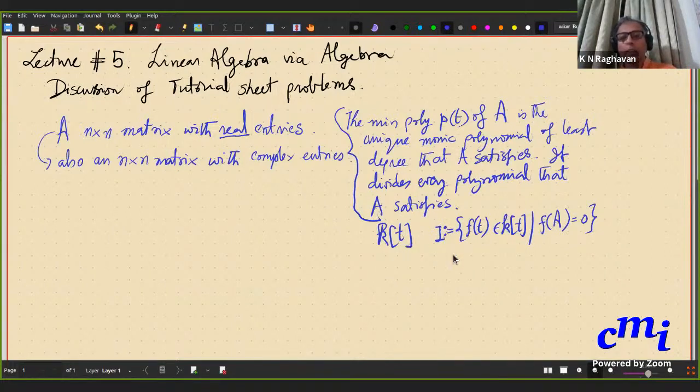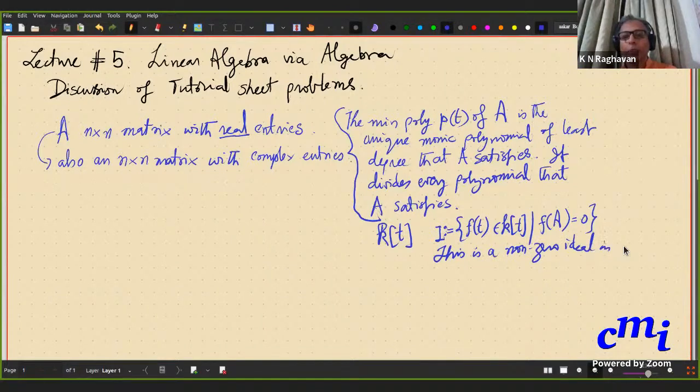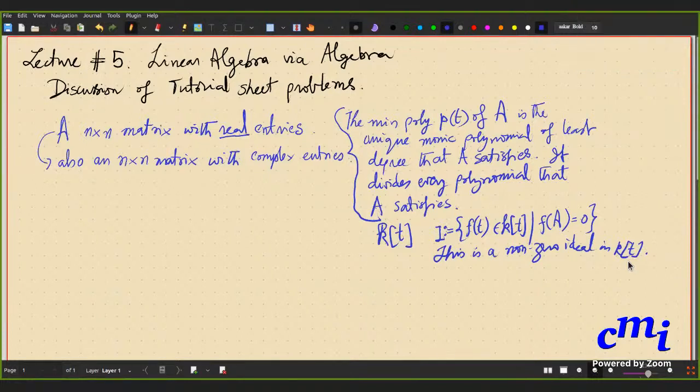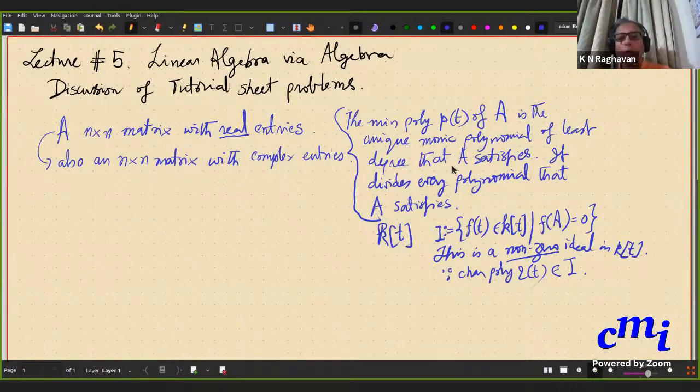Then this is an ideal. This is a non-zero ideal in K[t]. Can somebody tell me why this is non-zero? At least the characteristic polynomial will be there. Very good, very good. Exactly. So non-zero because the characteristic polynomial q(t) belongs to I. Excellent. Okay. So this is a monic polynomial of degree n that is there in the ideal. Okay. So there is at least one monic polynomial.